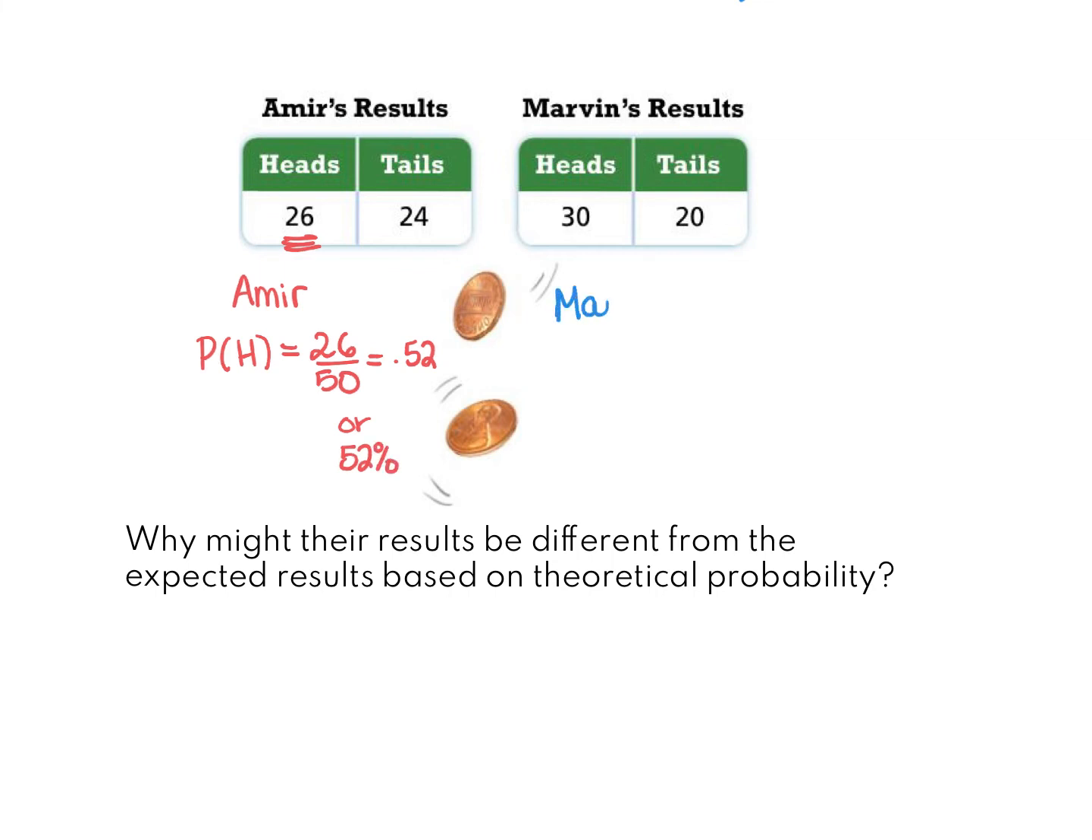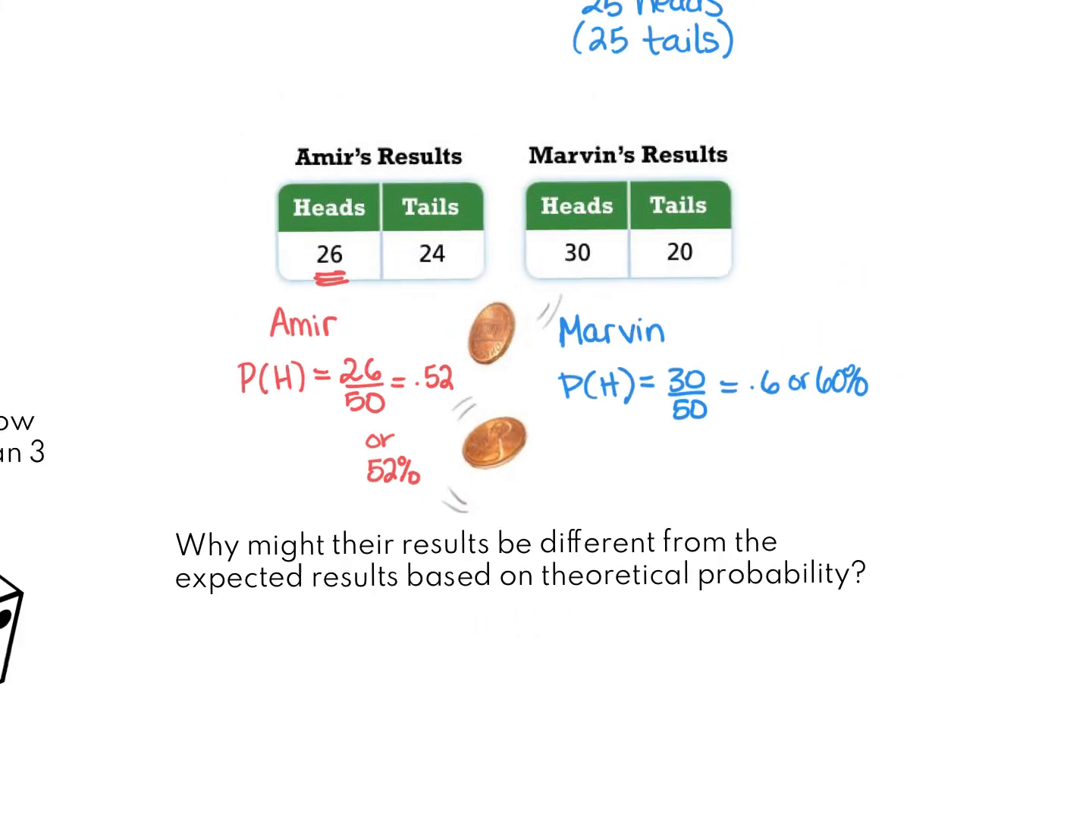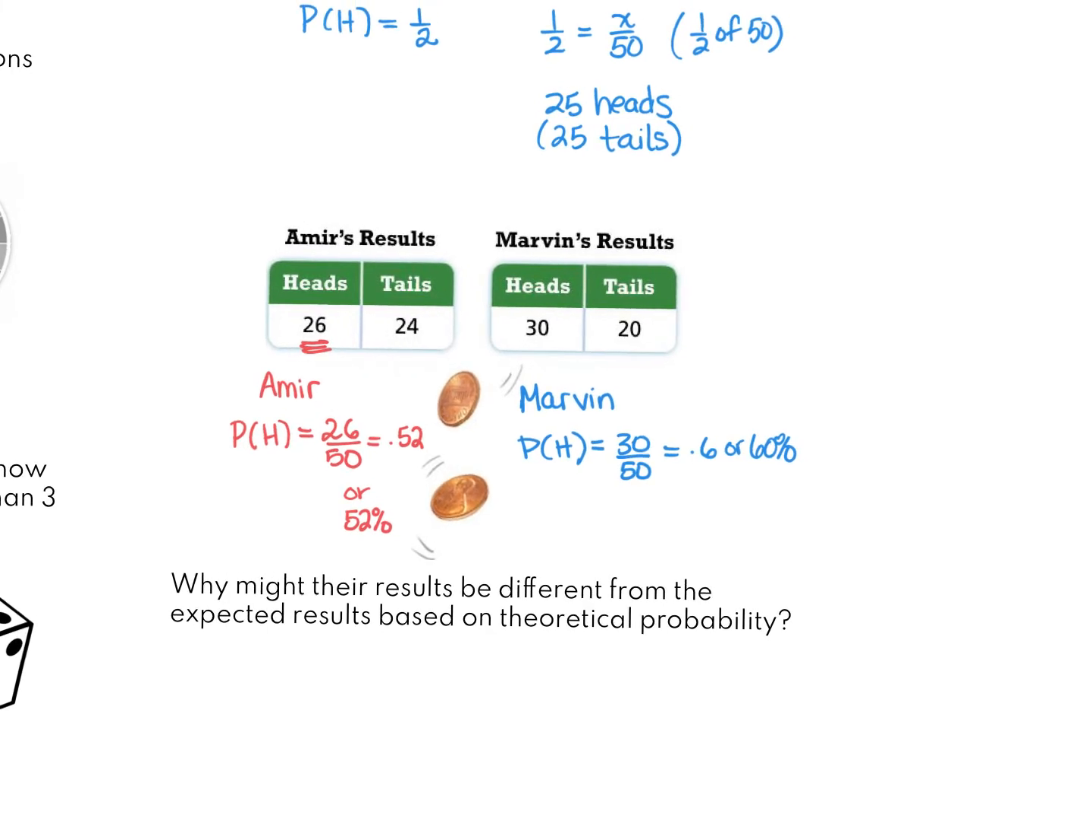Marvin, again, the probability of heads, experimentally, we have 30 out of 50, which is 0.6 or 60%. So while 52% and even 60% are somewhat close to that theoretical probability of 50%, they're not exact. And this is because not everything in life is perfectly exact.